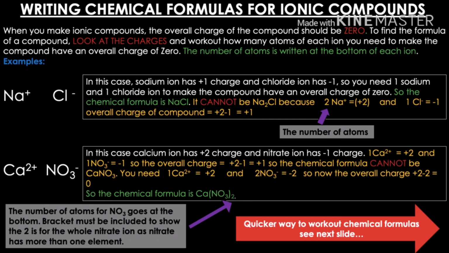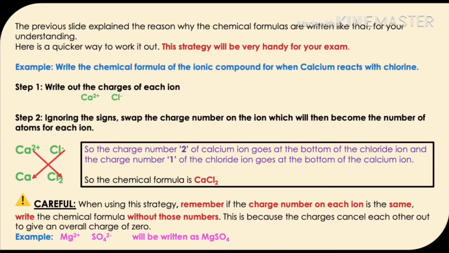So the chemical formula for calcium nitrate is Ca(NO3)2. From this example, you can see the number of atoms for NO3 goes at the bottom, and the brackets must be used to show that the 2 is for the whole nitrate ion, as the nitrate ion has more than one element. The next slide will show you a quicker way to work out the chemical formulas. The previous slide explained the reason why the chemical formulas are written like that, for your understanding. Here is a quicker way to work it out. This strategy will be very handy for your exam.